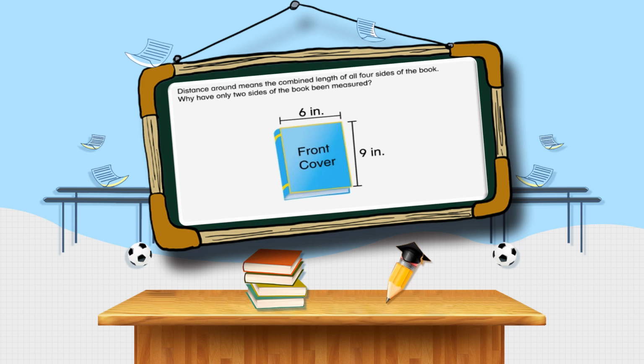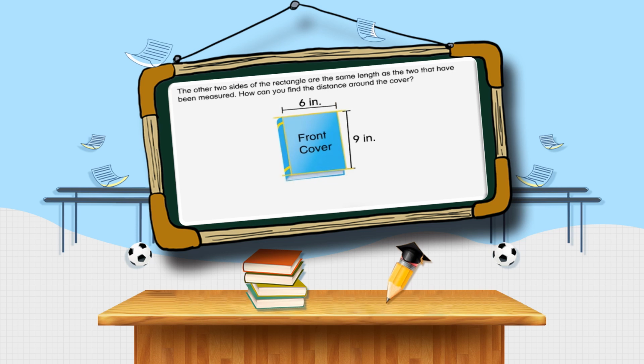Distance around means the combined length of all 4 sides of the book. Why have only 2 sides of the book been measured? The other 2 sides of the rectangle are the same length as the 2 that have been measured. How can you find the distance around the cover? Select your answer.